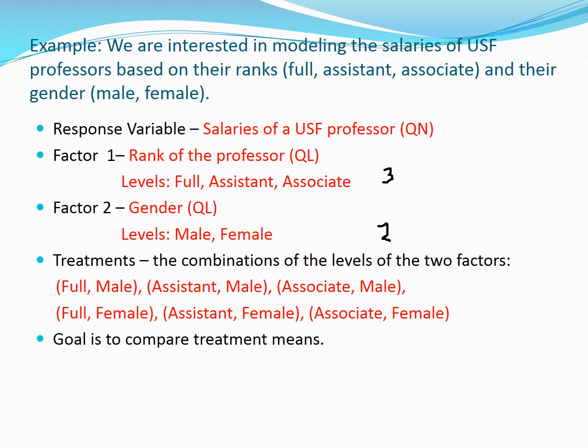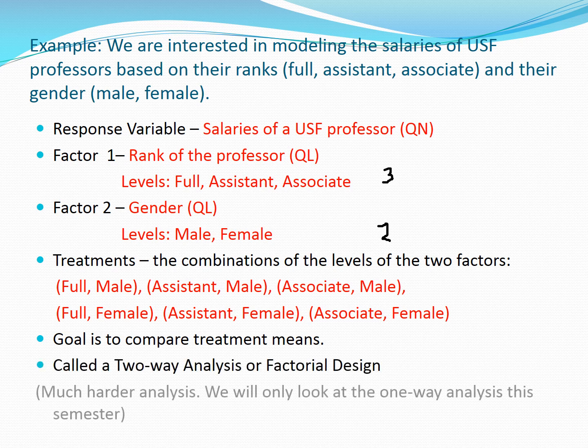It's just mixing and matching. You do full with male, full with female. You do assistant with male, assistant with female. You do associate with male, associate with female, and you get your 6 treatment means. Again, our goal is still to compare the treatment means. It's just this is a more difficult analysis. It's called a two-way analysis, or sometimes referred to as a factorial design. And in fact, I would refer to it, as I mentioned earlier, a 3x2 factorial design. That's kind of the way that it would be spoken about.